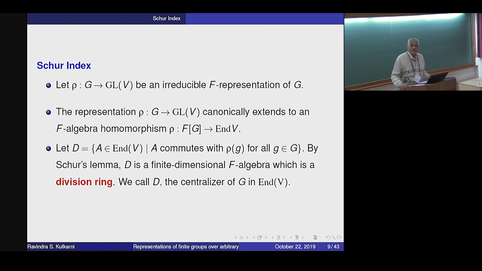So now let me recall the Schur index. Let rho be an irreducible F representation of G. The representation canonically extends to the group algebra, and let D be those endomorphisms of V which commute with all rho(g) for g in G. By Schur's lemma, D is a finite dimensional F algebra, which is a division ring. We call D the centralizer of G in endomorphisms of V.